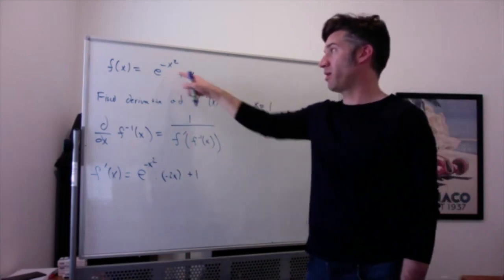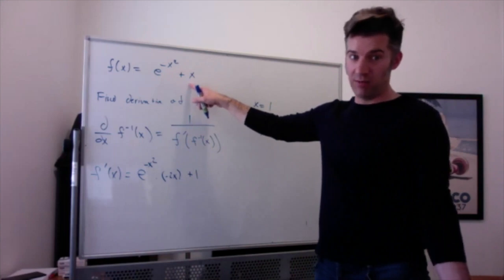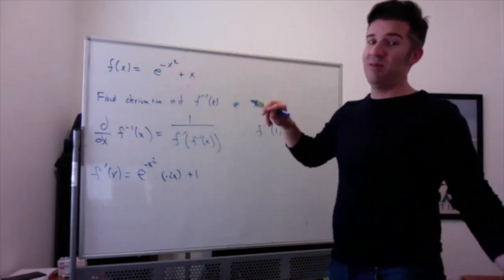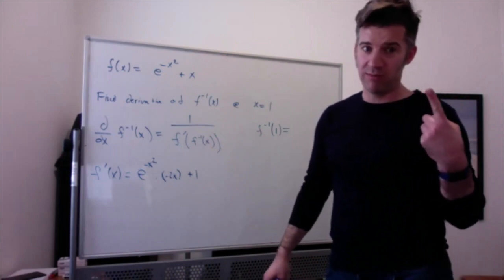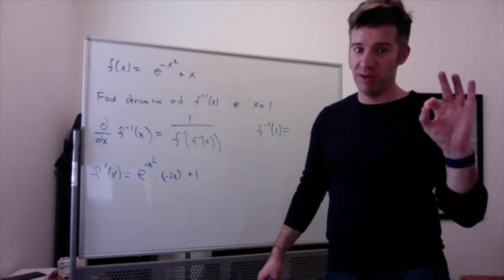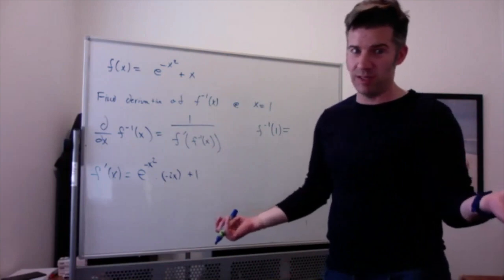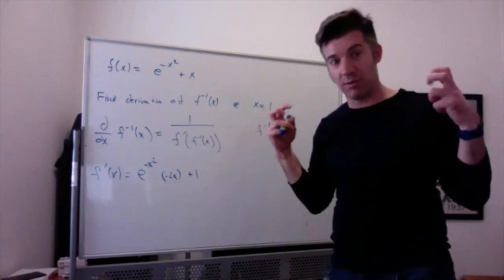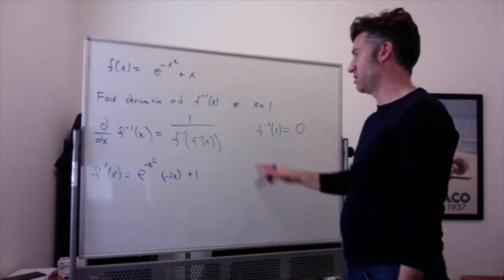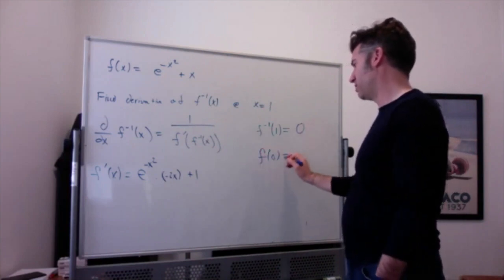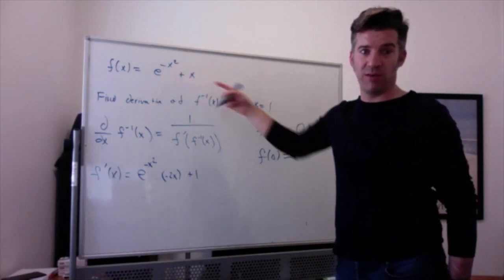Well, what could I plug in for x that might make this equal to 1? Especially when you've got e to the something, there's only really one number you want to try, and that's usually going to be 0. Because e to the 0 is 1, and e to the anything else that's typical to plug in is not. So it's probably 0. And yes, f of 0 is definitely e to the 0 plus 0, which is 1.